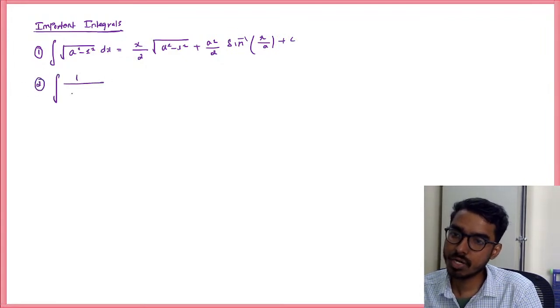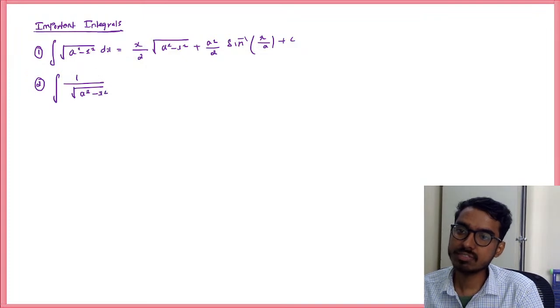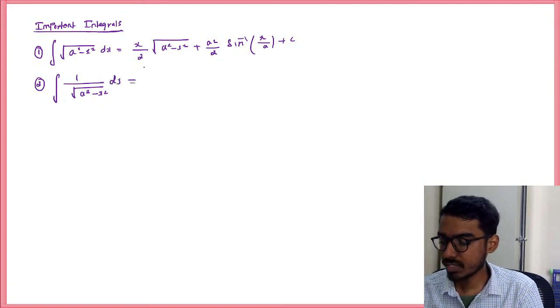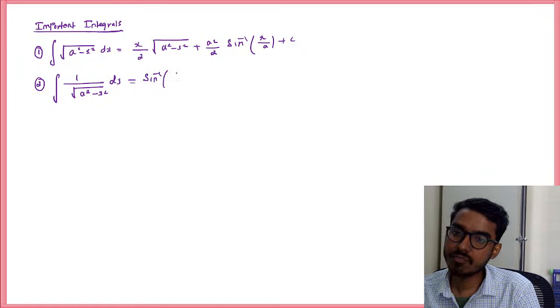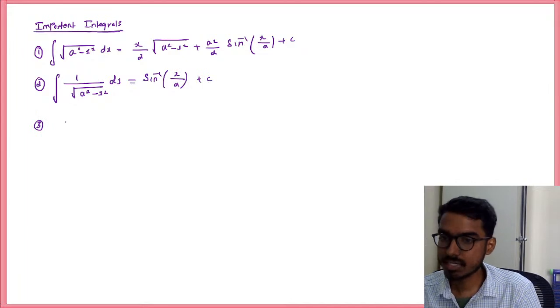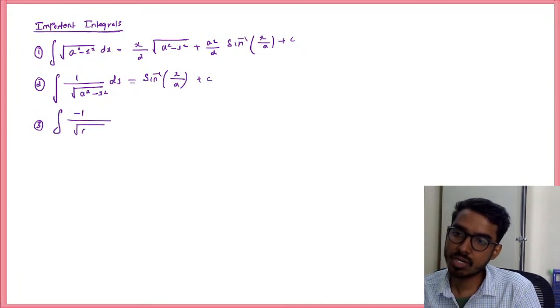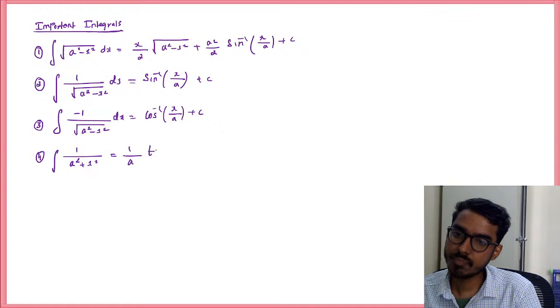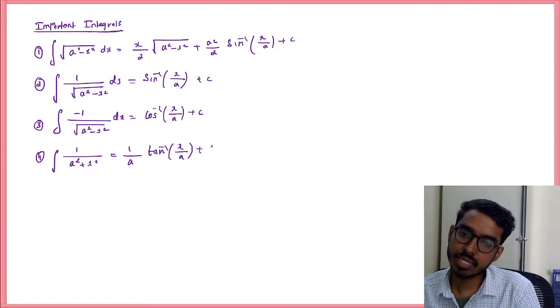Second is integration of 1 divided by root of a square minus x square dx. This is nothing but sine inverse of x by a plus c. The third is integration of minus 1 divided by root of a square minus x square dx. This will be cos inverse of x by a plus c. Integration of 1 divided by a square plus x square will be 1 by a tan inverse x by a plus c.